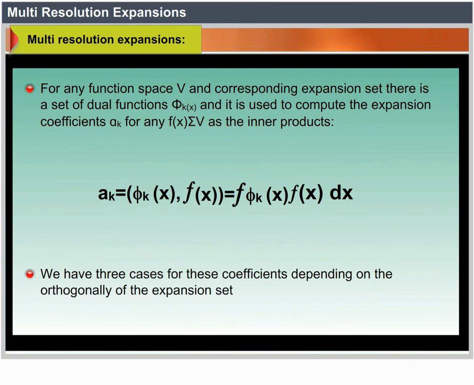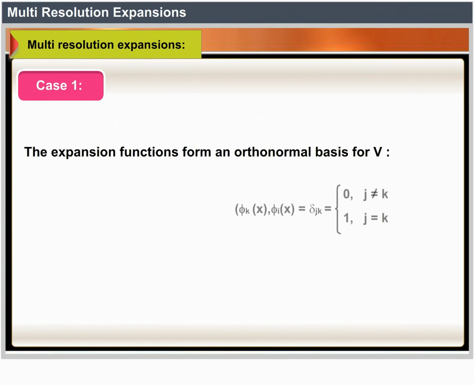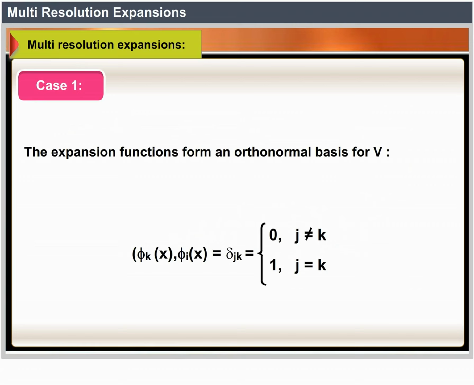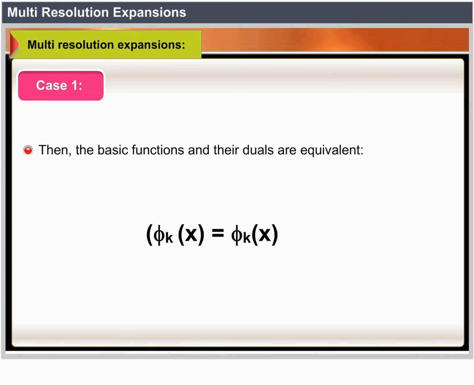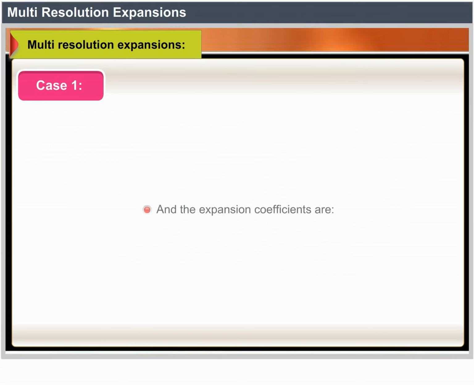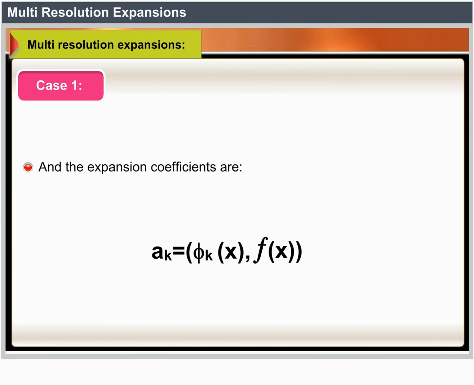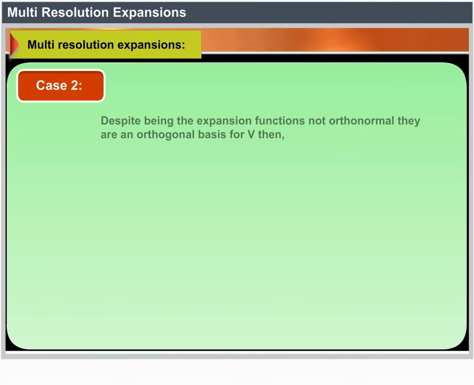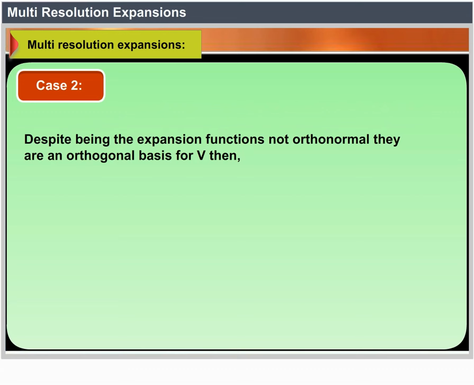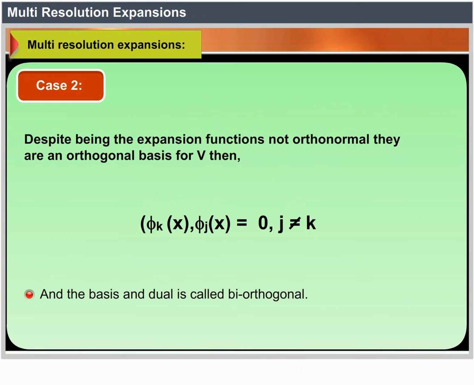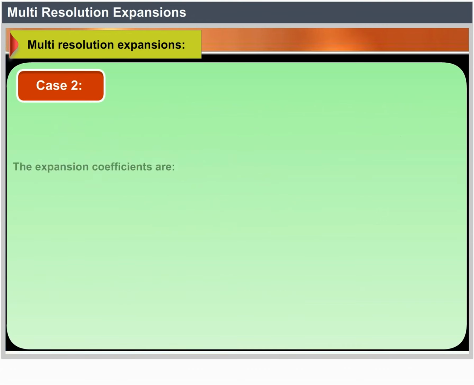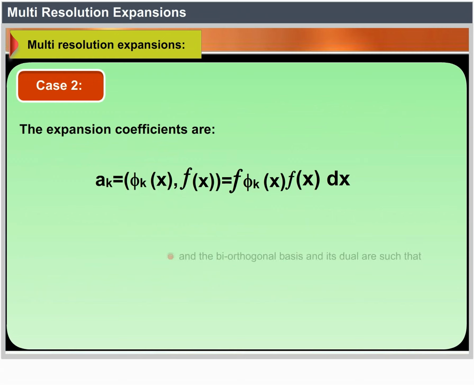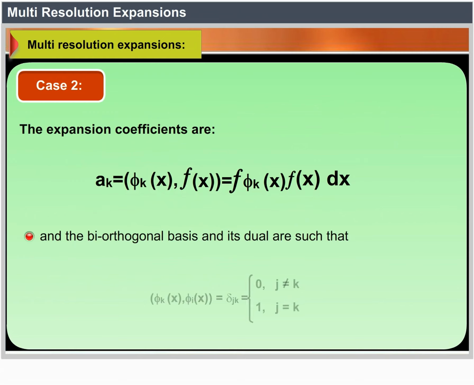Depending on the orthogonality of the expansion set, we have three cases for these coefficients. Case 1: the expansion functions form an orthonormal basis for V. Then the basis functions and the duals are equivalent, and the expansion coefficients are as shown. Case 2: the expansion functions are not orthonormal, but they are an orthogonal basis for V. Then the basis and its dual are called bi-orthogonal. The expansion coefficients are as shown, and the bi-orthogonal basis and its dual are such that the relation shown holds.